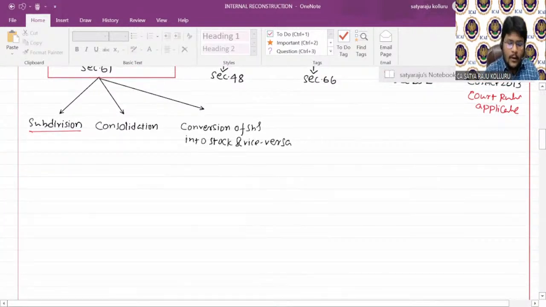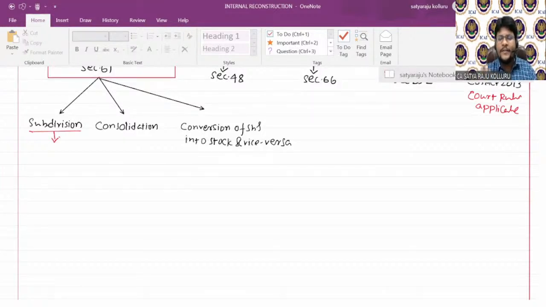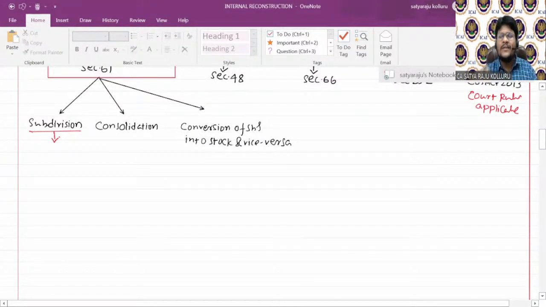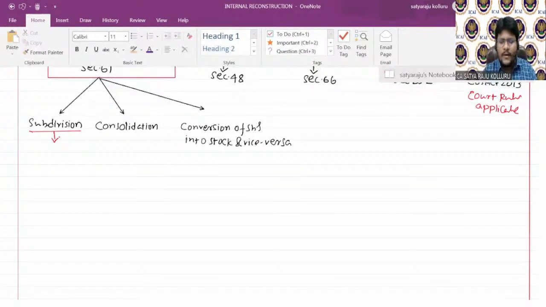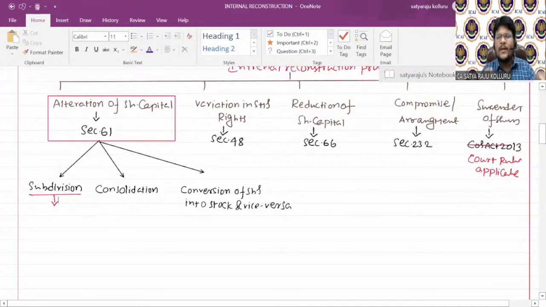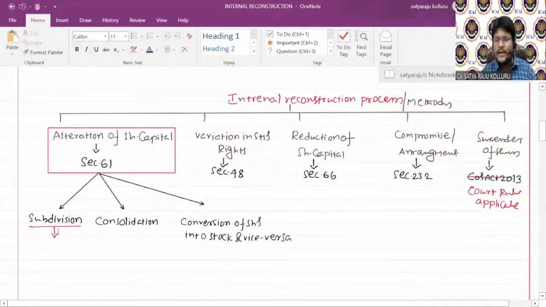Now, in case of subdivision of shares, the existing face value of the equity share is going to be divided. I mean, the existing number of equity shares is going to be divided into multiple shares. Sir, why are you subdividing the existing shares into multiple shares? Maybe we are in the process of internal reconstruction. There is a possibility of making payment to various parties. That's why we are subdividing the existing face value into multiple shares.